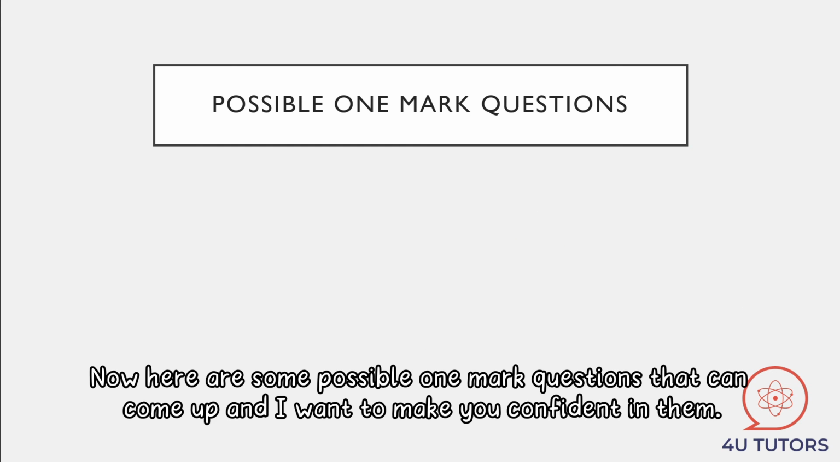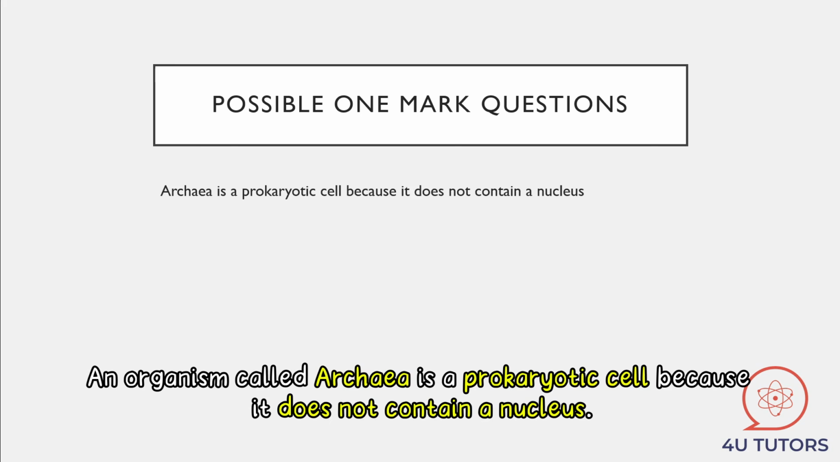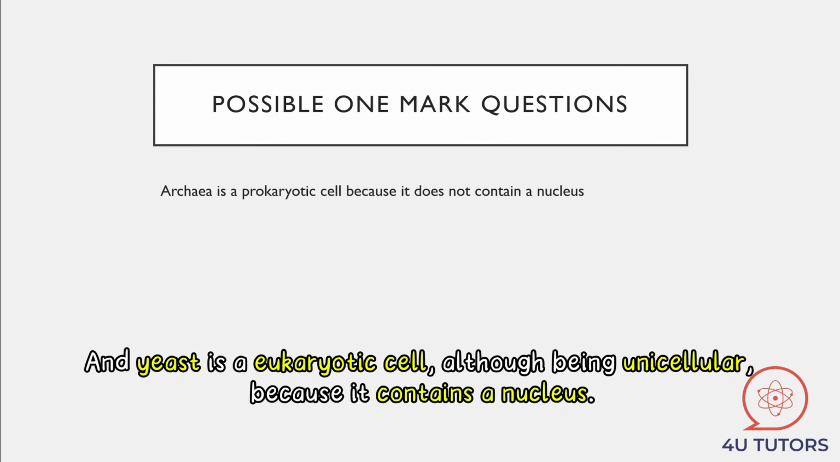Now here are some possible 1-mark questions that can come up, and I want to make sure you are confident in them. An organism called archaea is a prokaryotic cell because it does not contain a nucleus. Also, yeast is a prokaryotic cell. Although it is unicellular, it still contains a nucleus, therefore it is a eukaryotic cell.